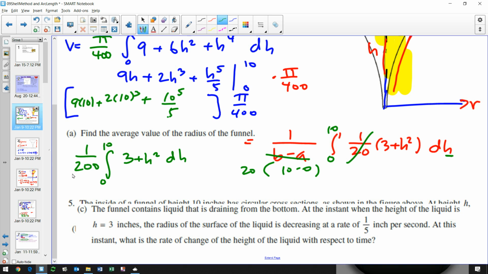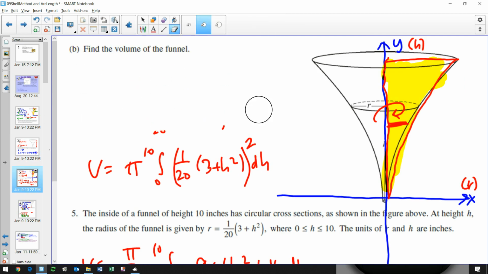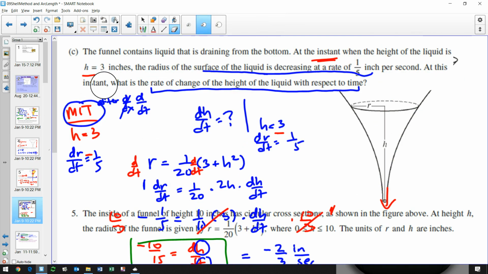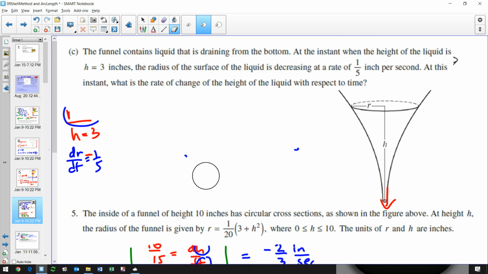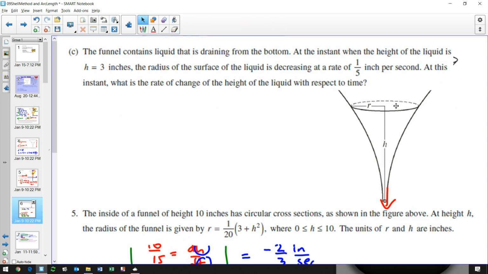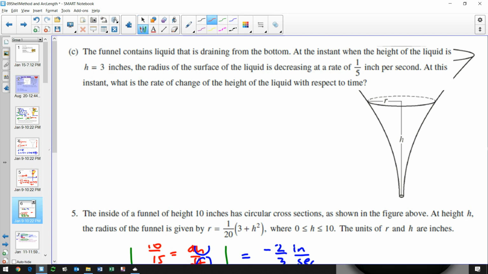All right, and then the third problem on here was a related rates problem. Okay, and so you can see how the AP writers are geniuses. They've got one picture, and they're able to test you on 3 concepts in one free response, right? They had a volume question, an average value question, and here's a related rates question, all right? So you've got your same figure here. It says the funnel contains a liquid that's draining from the bottom. So this thing is full of liquid and it's draining down here. And then it says at the instant.